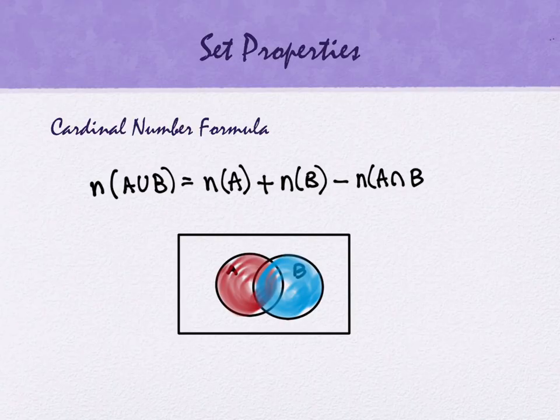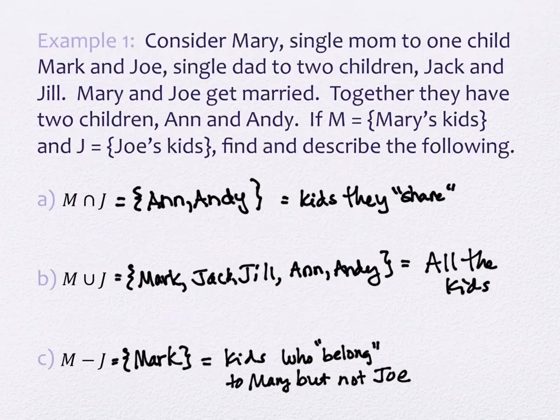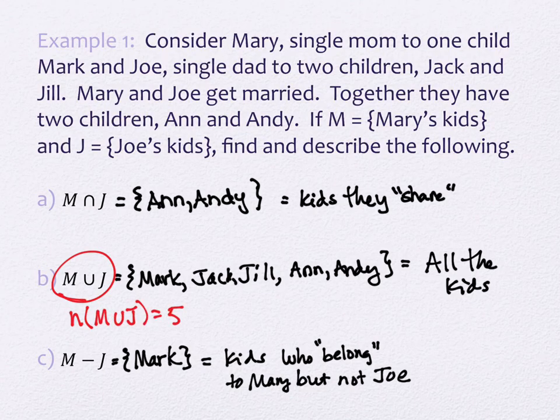So this piece at the end is telling you that you need to remove the double counting. Well, the double counting is exactly the intersection. That's why it gets subtracted off. So look back at Mary and Joe. If I were to count the number of items here in the intersection, there's 5, right? The number here of M union J is 5.